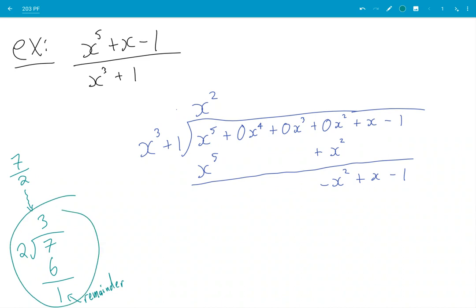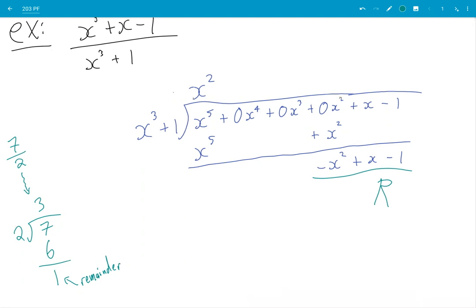Now, over here, I would say, well, 2 does not go into 1. So I'd stop and say, I have my remainder. Okay, likewise, x cubed does not go into x squared. So I stop and say, this is my remainder. And you just put an R there, it's fine.